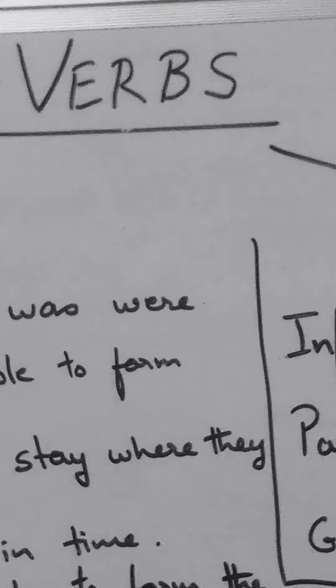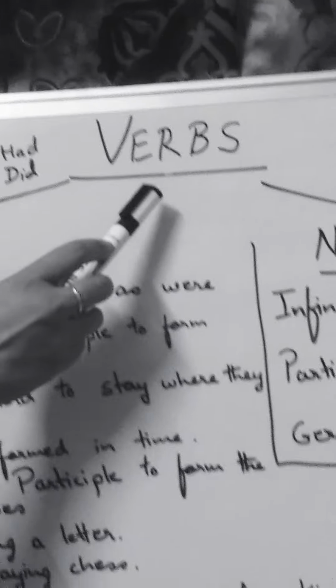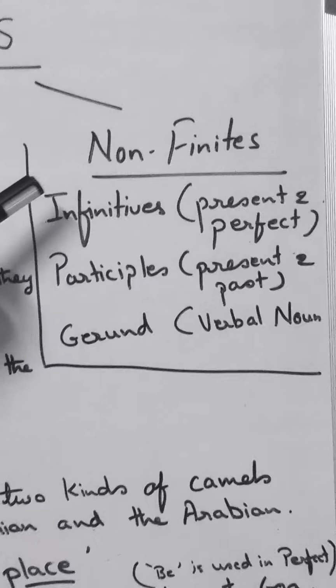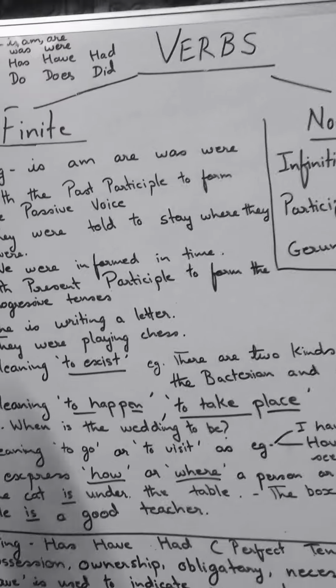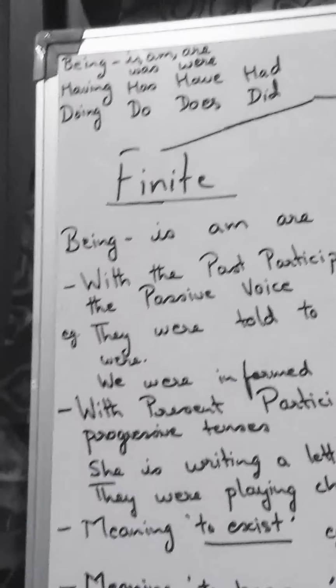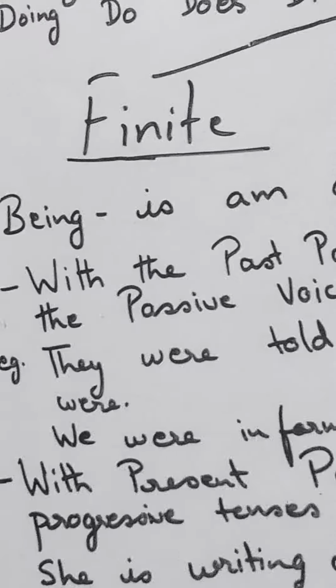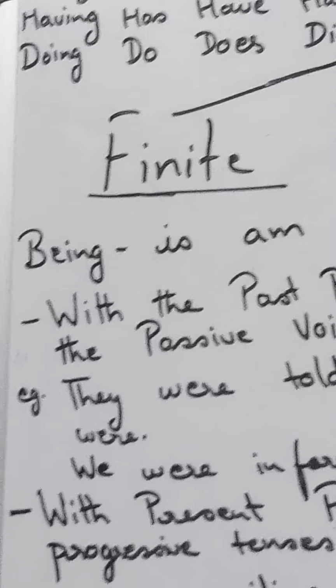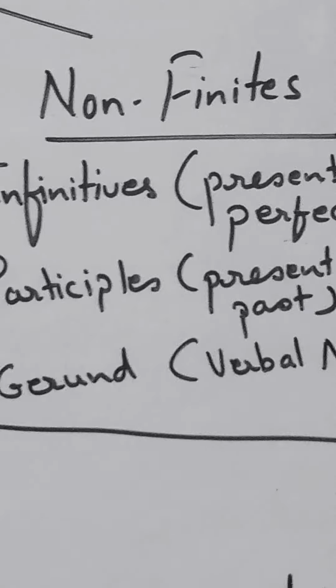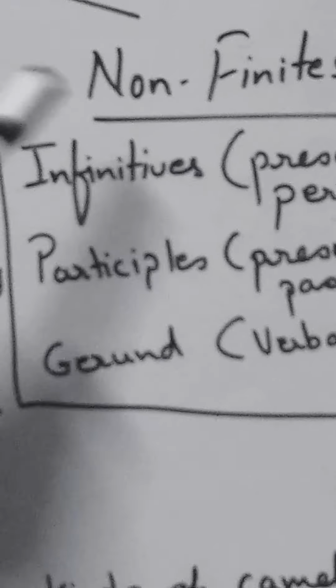Now without wasting any more time, we will start with verbs. Verbs are finite and non-finite. What exactly do we mean by finite? Finite means that there is some end to it. You can see a time, you can relate to some end to it, you can measure it. Non-finite is endless. When you talk of non-finite, it is something endless.